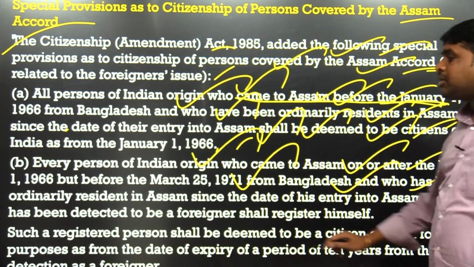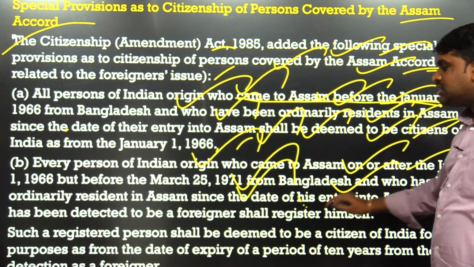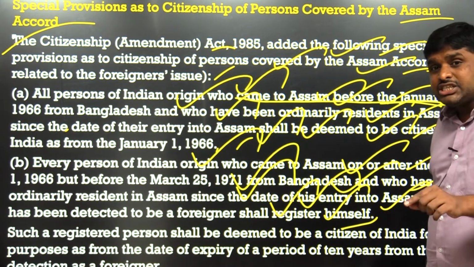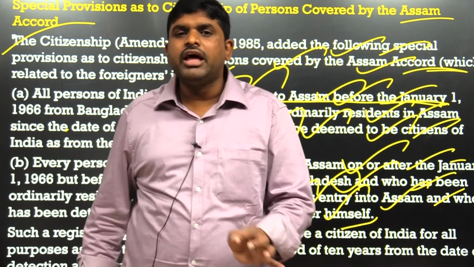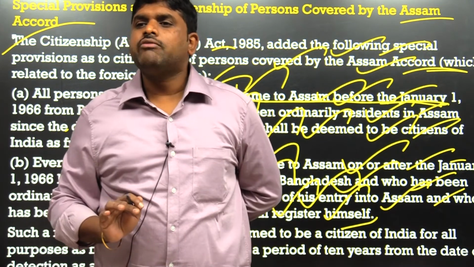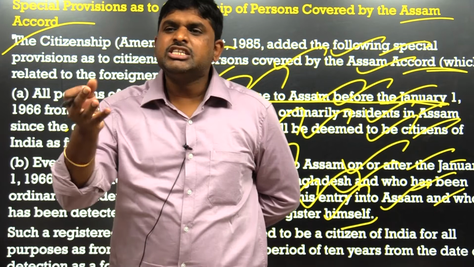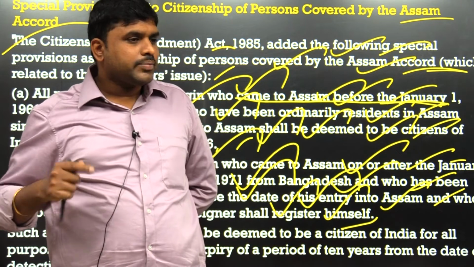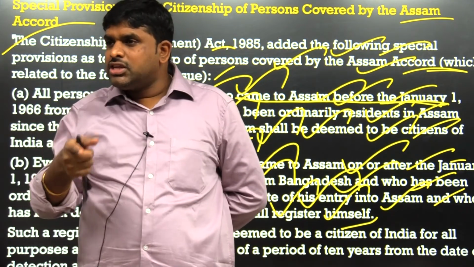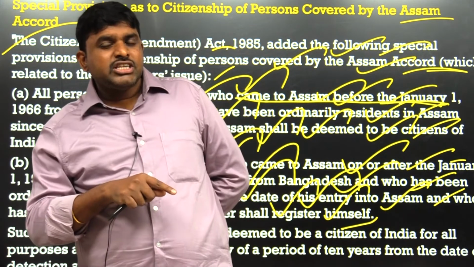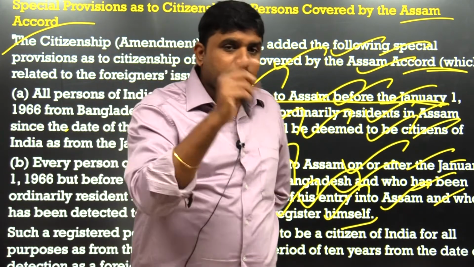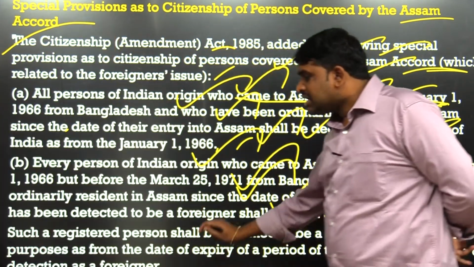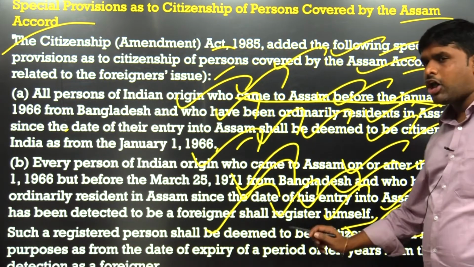From Bangladesh, and who has been ordinarily resident in Assam since the date of his entry into Assam and who has been detected to be a foreigner shall register himself, means he will come near the foreigner tribunal and tell that, sir, I came after January 1st, 1966, I am living in India, please give me registration. So whose discretion? Foreigner tribunal. Foreigner tribunal will decide whether to give the citizenship or not. Before January 1st, 1966, by default. But after January 1st, 1966, whose discretion? Foreigner tribunal.